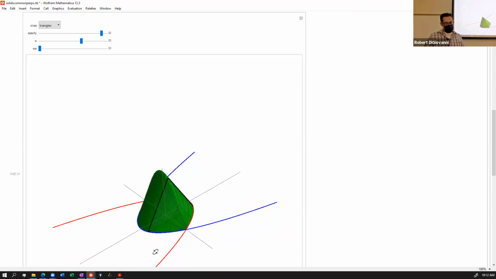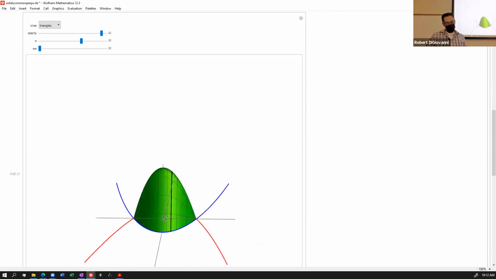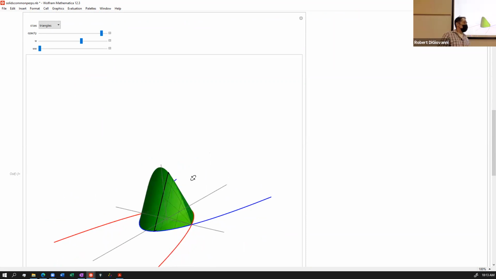Looks like this. It's almost like a little dunce hat or something. I don't know what that is. It's an object, right? And it has a volume. And I want to know what it is. All right.